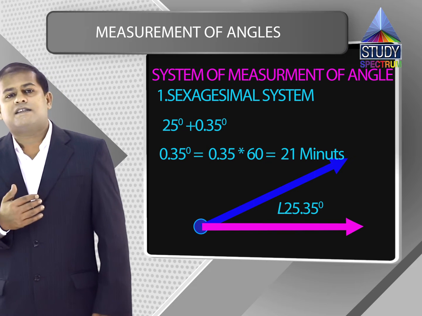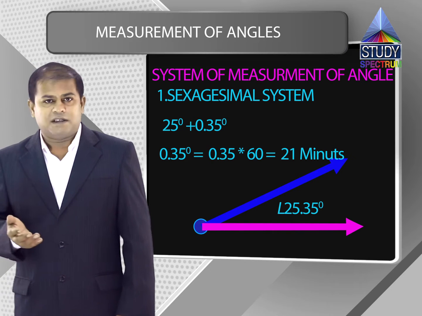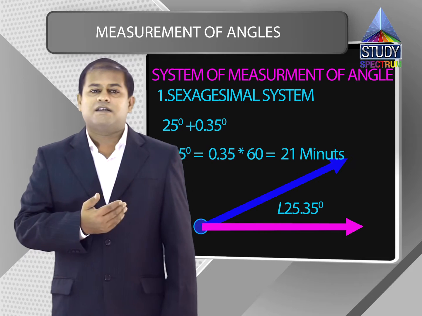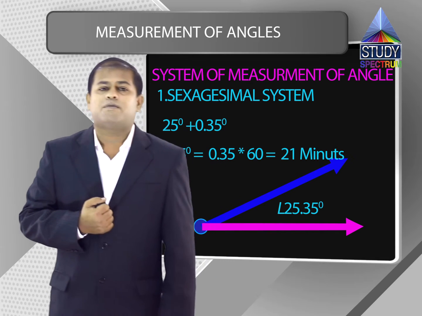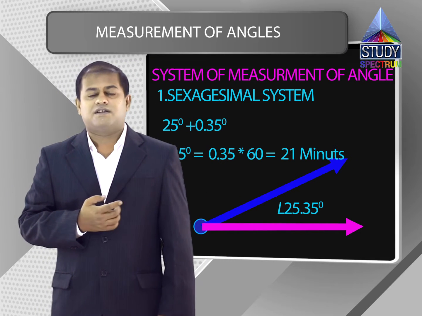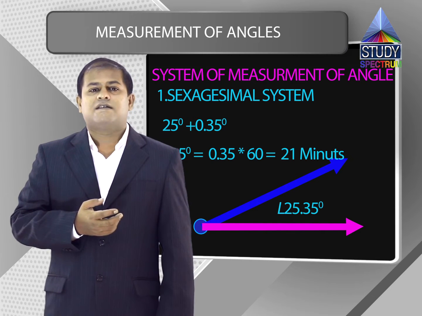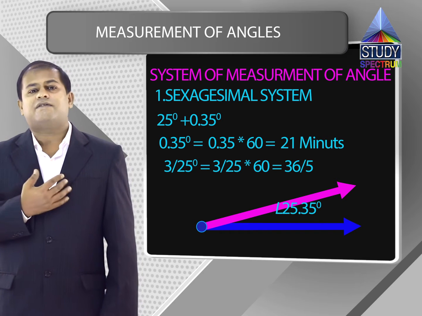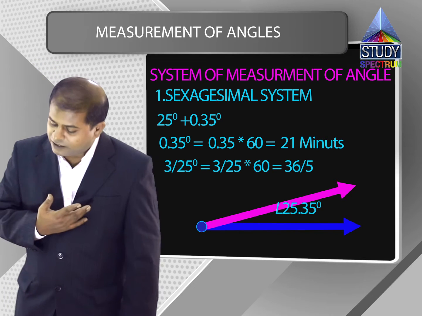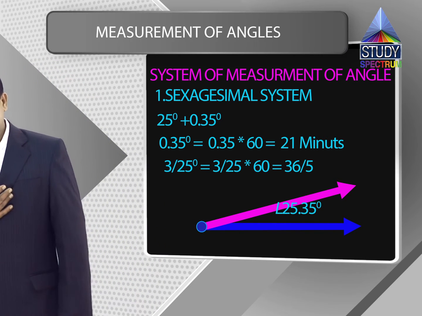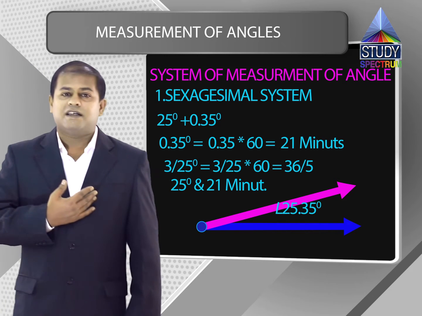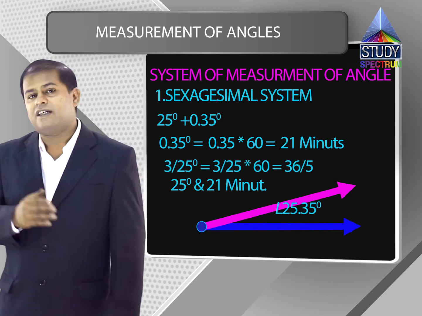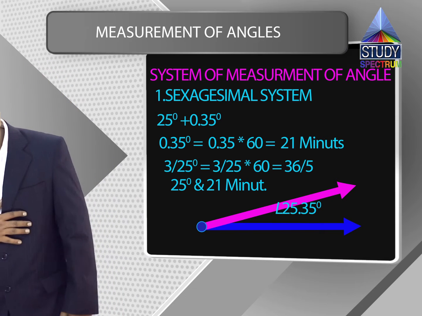1 degree is 60 minutes. So 0.35 degrees is 0.35 into 60, which comes to 21. So 0.35 degrees is 21 minutes. So I'll say 25 degrees plus 21 minutes, that is 25 degrees 21 minutes, is the measure of the angle 25.35 degrees in degrees and minutes.